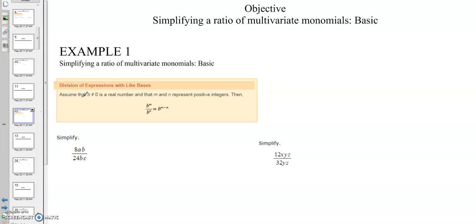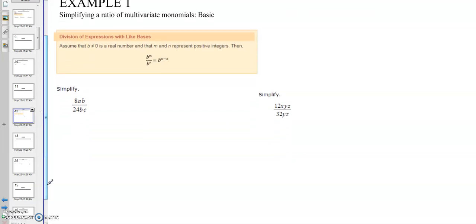Notice here we do have this division of expressions with like bases. This just says that if you are dividing exponents with the same base, you subtract those exponents. On these examples, that rule is not necessarily going to apply because notice all these exponents are just ones. And so that'll be something that we look at in a little bit more depth in a later video. So let's take a look at these.